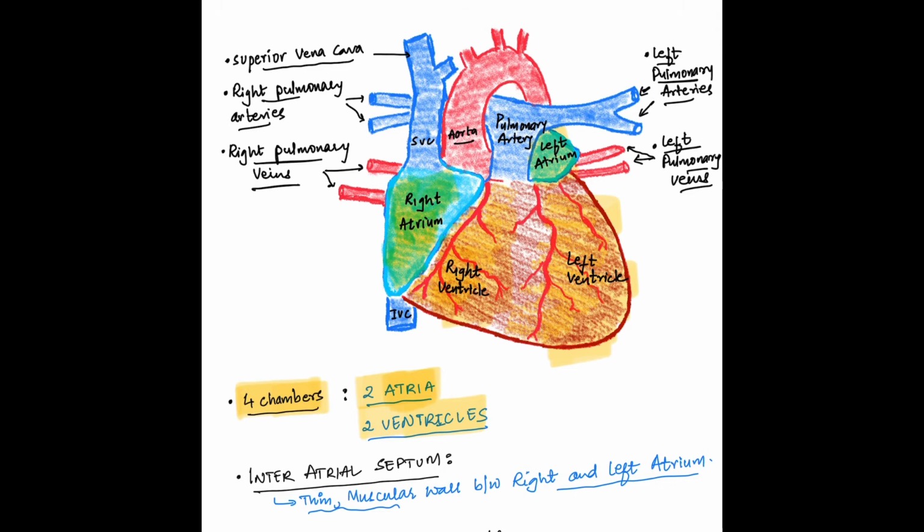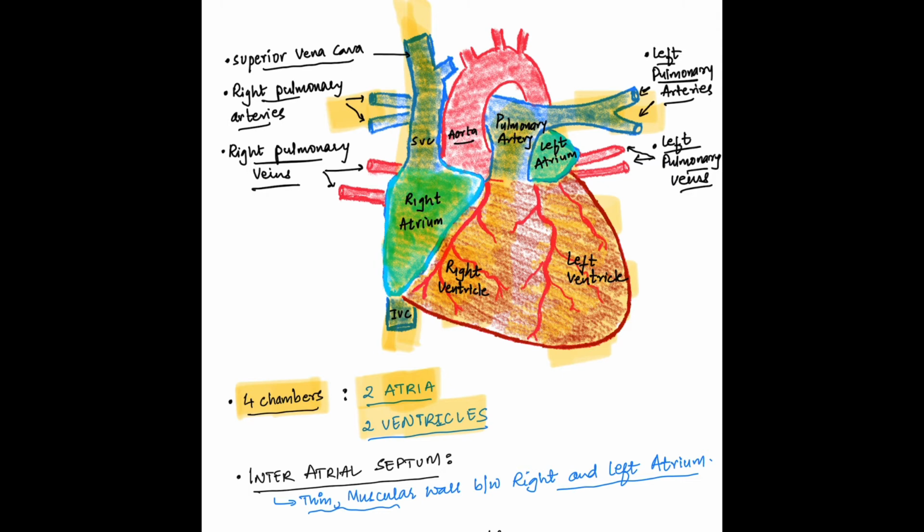The right atrium receives deoxygenated blood from the upper part of the body by the superior vena cava and the lower part of the body by the inferior vena cava. This blood then goes from the right atrium to the right ventricle, and the right ventricle pumps this blood into the pulmonary artery. The pulmonary trunk divides into the right pulmonary artery and the left pulmonary artery. The right pulmonary artery goes to the right lung and the left pulmonary artery goes to the left lung.